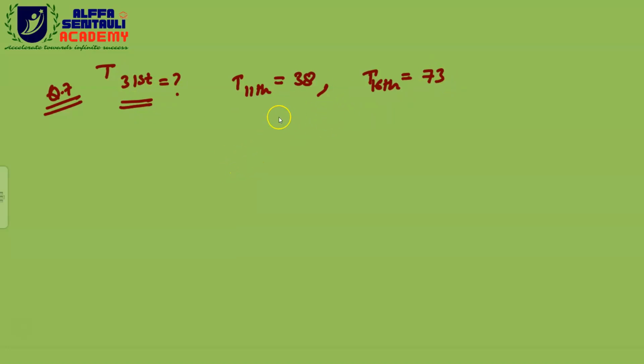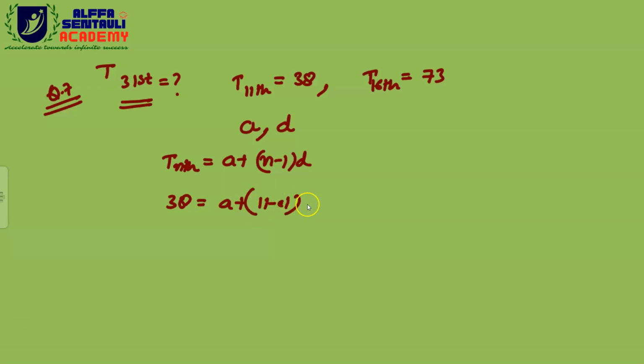So for this, beta, you can assume the first term of your AP is a, right? And the common difference of your AP is d. Then you have to use this general formula. Tn is what? First term plus n minus 1 into d, right? Since they have given you the 11th term, this should be 38 is equal to a plus 11 minus 1 into d. So 38 is equal to a plus how much? 10d.